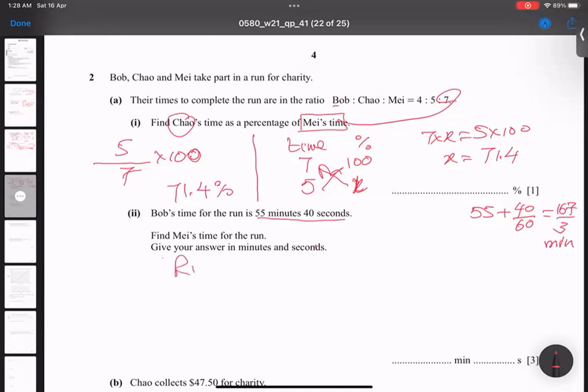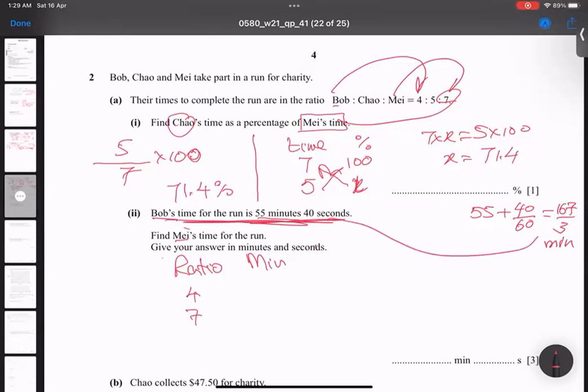First of all, I write ratio as title number 1, and title number 2 is minutes. I'm discussing the two people, B and M. B's ratio is 4 and M's ratio is 7. So I'm writing 4 and 7 up and down. B's time is given, so I converted already here: 167 by 3. And here I need to find the time for the other person. So now simply cross multiply. T answer is into 7 divided by 4, and I get the answer 1169 over 12, in minutes.